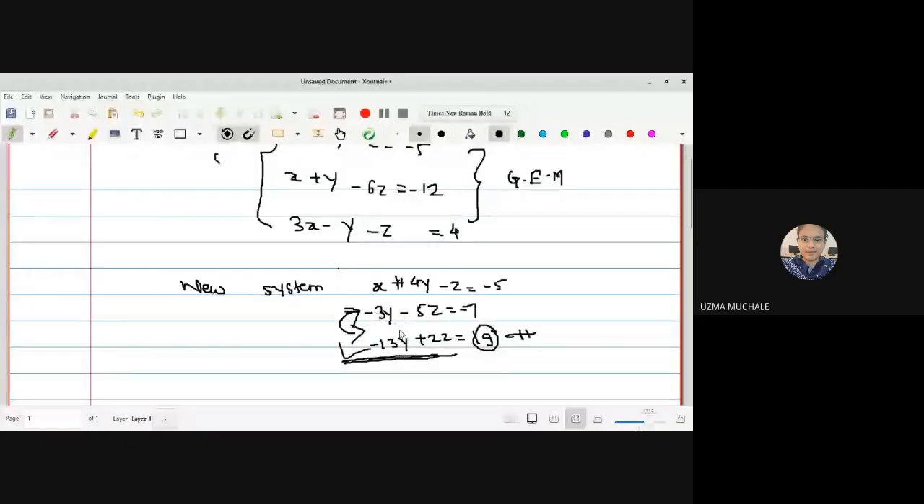Now what we do, we have to eliminate y from the last equation. To eliminate y from the last equation, we have to do calculations about our second and third equation of the new system. You have to do the calculations. What will you multiply so that the y will be eliminated from the last equation?